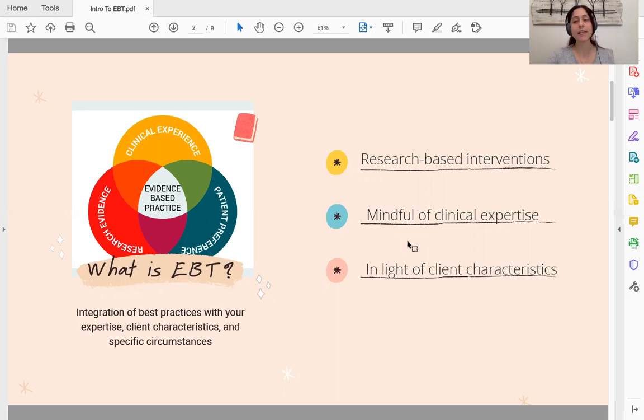So I'm going to explain each of the components of evidence-based practice and then go through a few examples where we can look at the different pieces of information that each component can bring to decision-making.